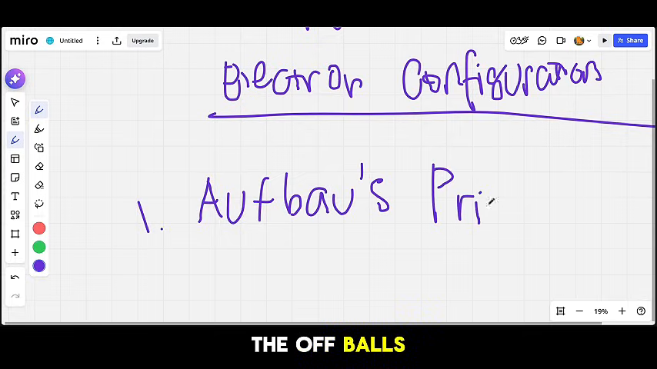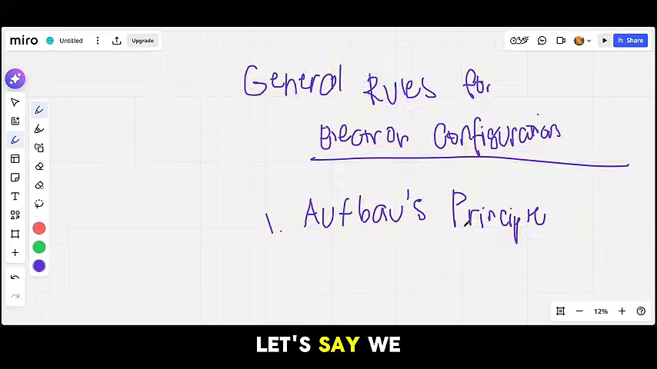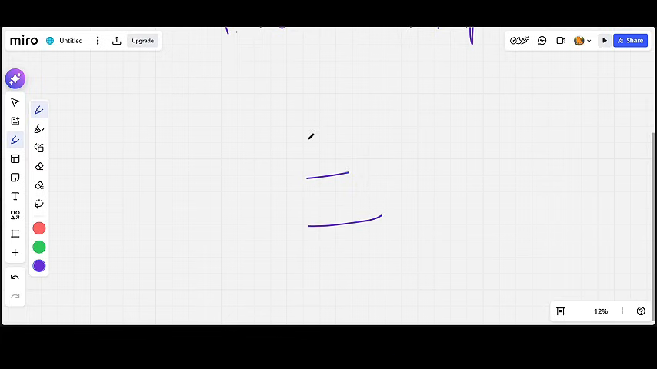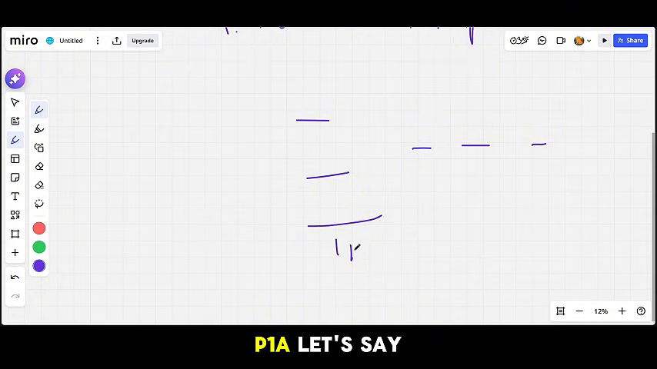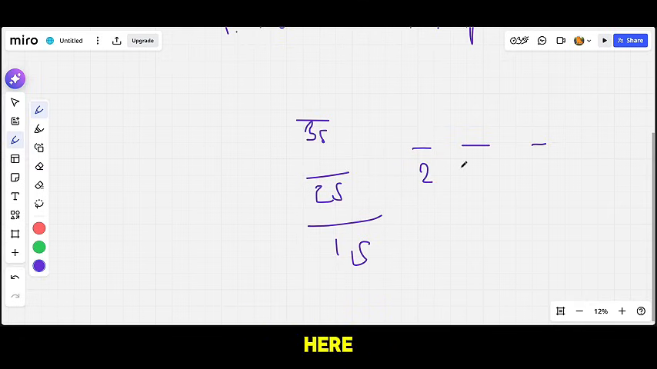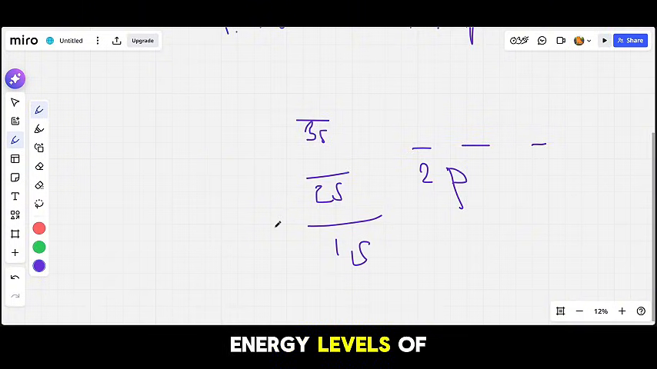So what is the Aufbau principle? Let's say we have this configuration right here. We have three lines here and three lines here. Let's say 1s, 2s, 3s, and then 2p here. For all of these lines, this is 2p, and for every single line as it is ascending, the energy levels of the orbital of the electron increase.